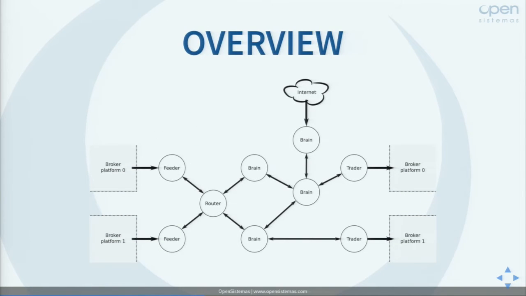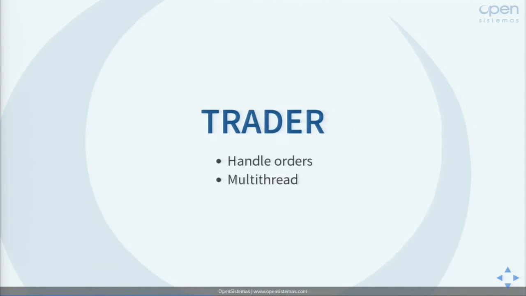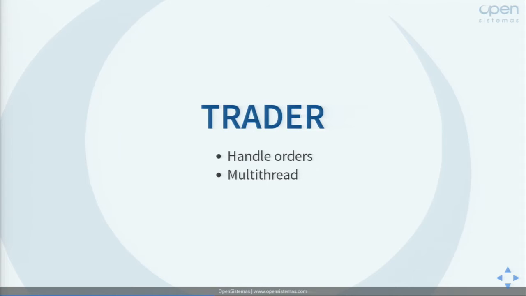And the last agent that we have here in the overview is the one on the right, which is the trader, which is similar to the feeder. It means it is broker dependent, of course. And its only purpose is to handle orders. So buy, sell orders coming from the brains, and then it executes these orders against the broker.